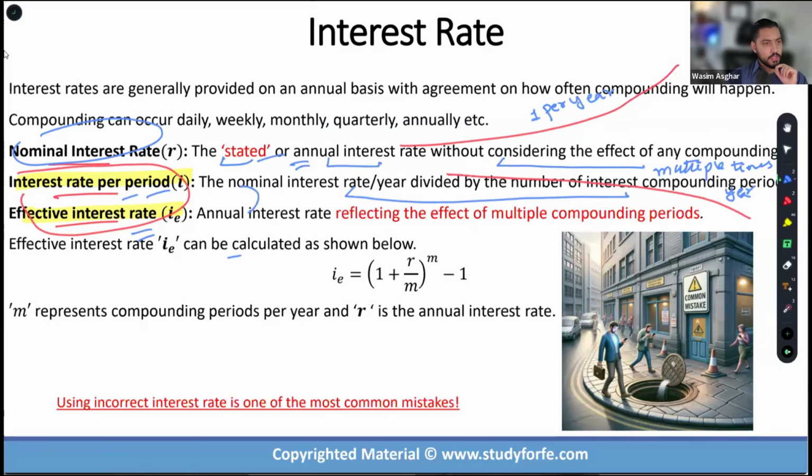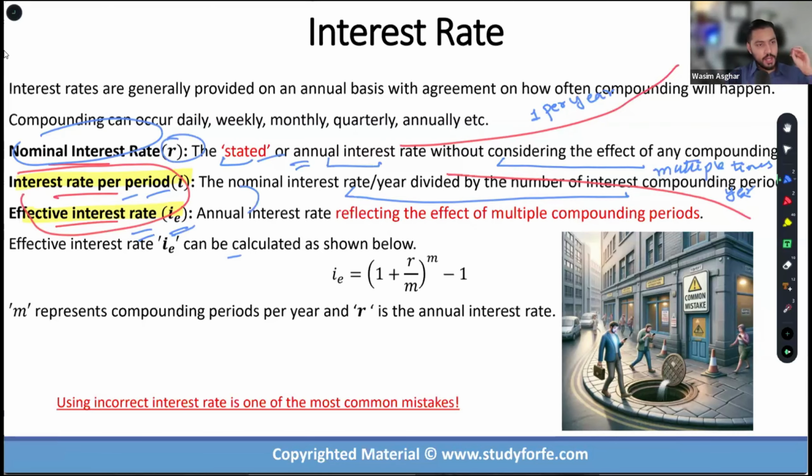As far as effective interest rate is concerned, what we try to do is we try to come up with an effective annual interest rate that cooks in the effect of multiple compounding periods. All right, I'll show you with the help of an example, it will make more sense.